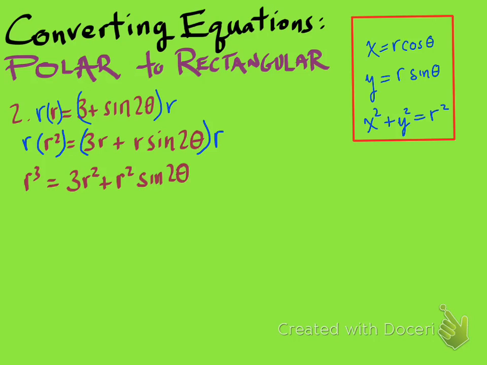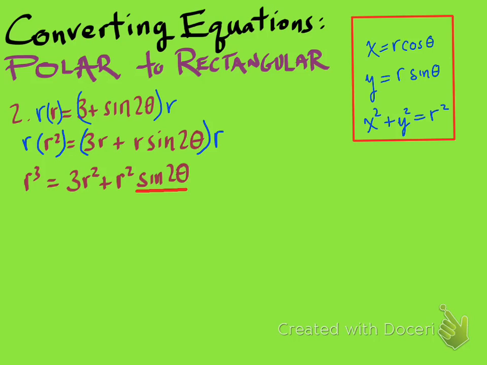I've got an r cubed over there on the left side, which is a little bit awkward, but I do have 3r squared. Okay, I could replace the r squared with x squared plus y squared. Then I've got this r squared sine 2 theta thing. I still don't have an r sine theta. That 2 is kind of messing it up. So let's deal with sine 2 theta.